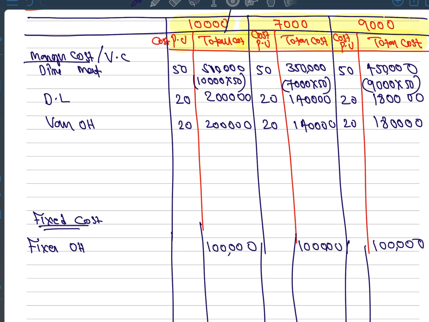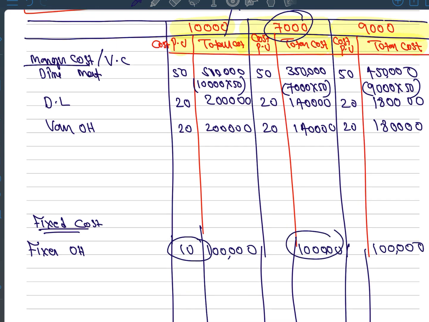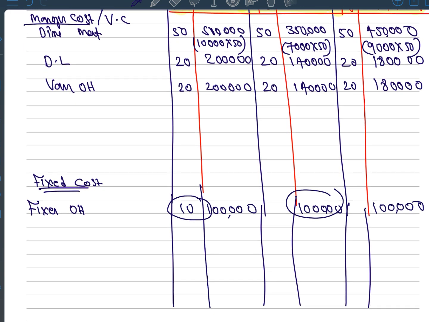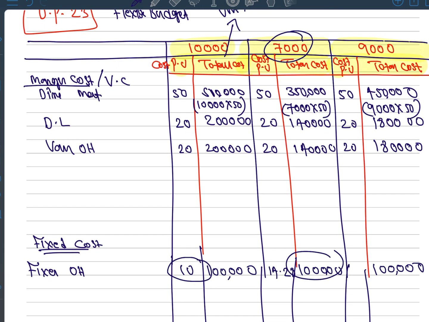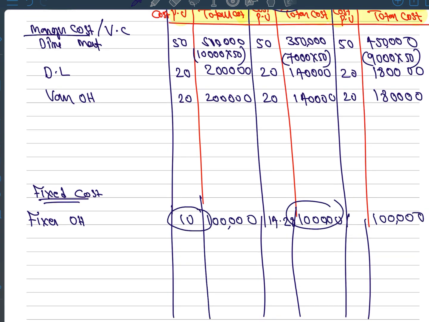So next, how will we compute cost per unit? 1 lakh divided by 10,000. So it will come 10. Here 1 lakh divided by 7,000. Give me the answer. 1 lakh divided by 7, how much? 14.28. Okay, then 1 lakh divided by 9,000. 11.11. Okay, 11. That's all.